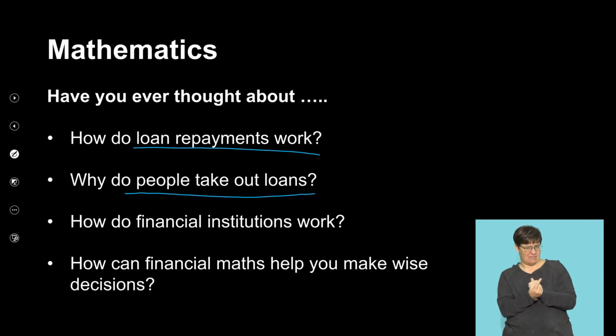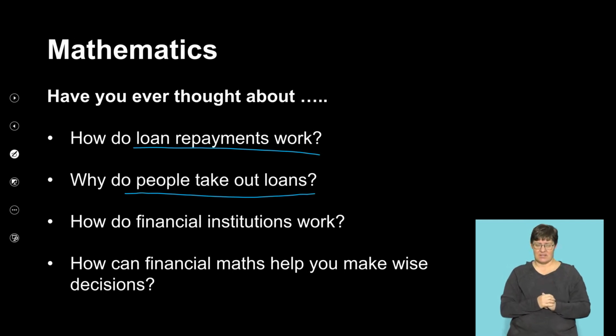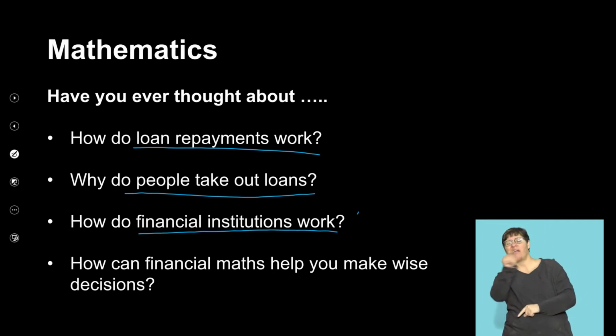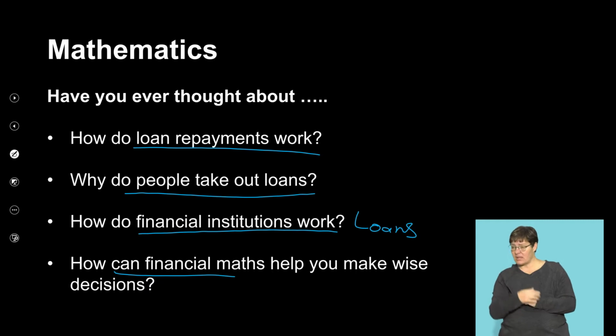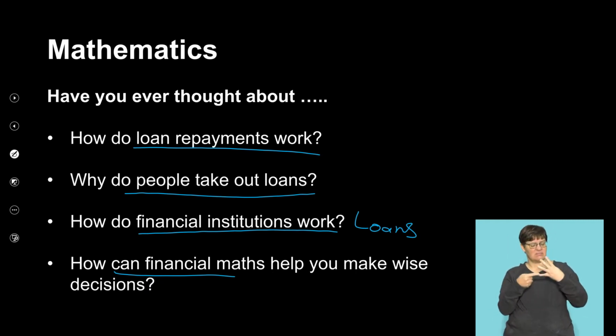Also, why do people take out loans? I know this one we can really kind of tell why people take loans. At times it might be the fact that you really do need some money for something that is not within your budget scale, or maybe you just did not plan for an unforeseen circumstance that takes place and you now need to go take a loan. Also, how do financial institutions work with respect to loans? So how do they actually administer these loans of theirs? The last thing you need to think about: how can financial maths help you to make wise decisions?